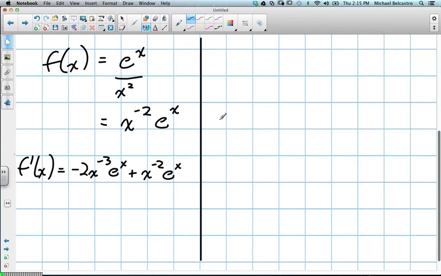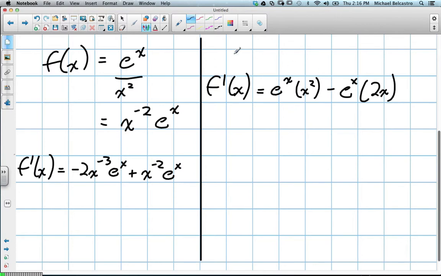On the other side, we'll start up here because this one will take a little longer. f prime x. We find the derivative of our first term, and the derivative of e at x is e at x multiplied by x squared. Subtract our original, which is still e at x, times the derivative of x squared. And the derivative of x squared is 2x, all over x squared squared.